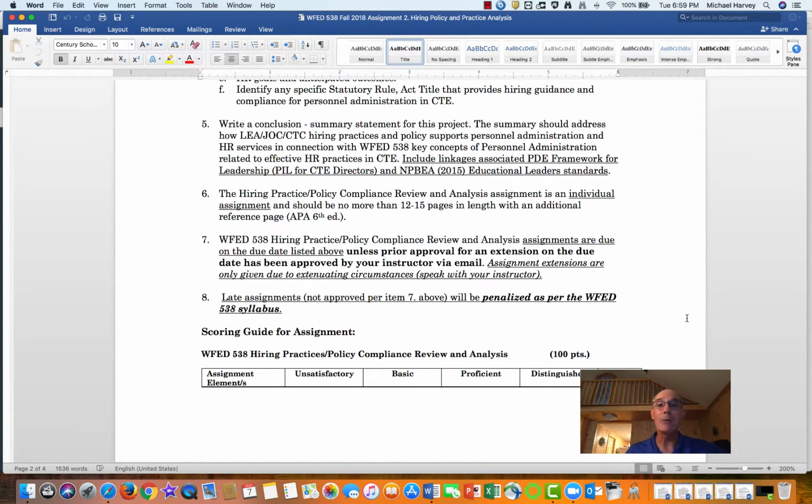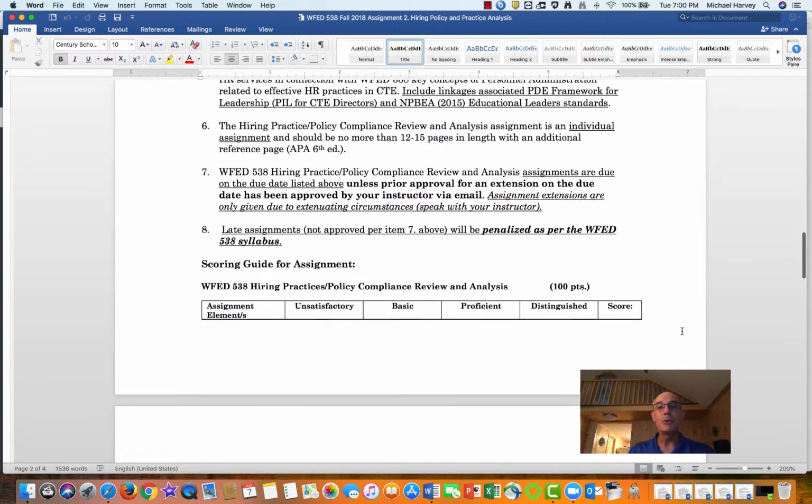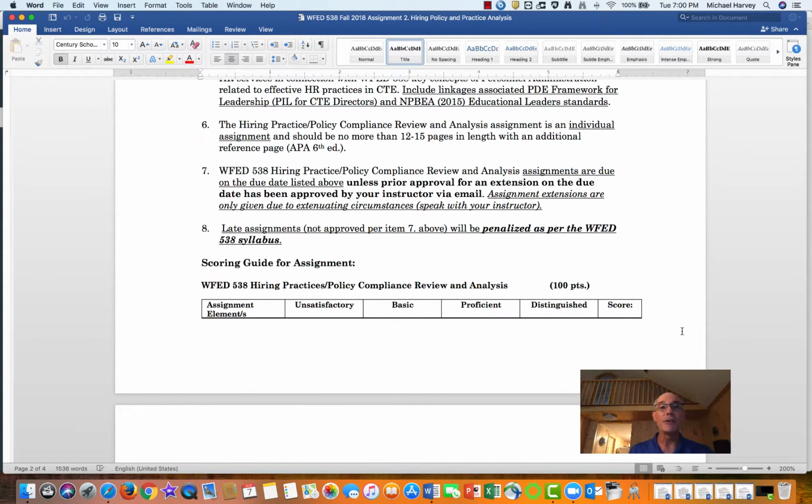This should address how this practice can support best practices in personnel and HR services in connection with key concepts for this course. It also should include a linkage back with the associated appropriate PDE framework or PIL framework for CTE directors, and then the standards that are associated with the national leaders standards as well. Which ones are important? This compliance review should be anywhere between 12 and 15 pages with an additional reference page as needed for this particular assignment.